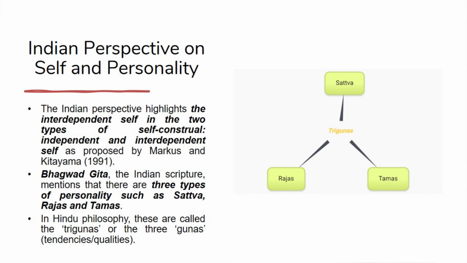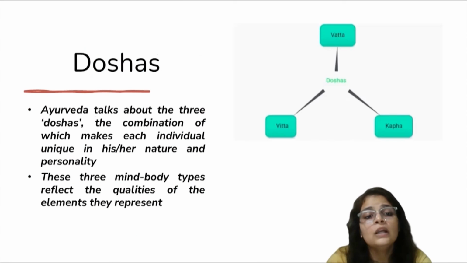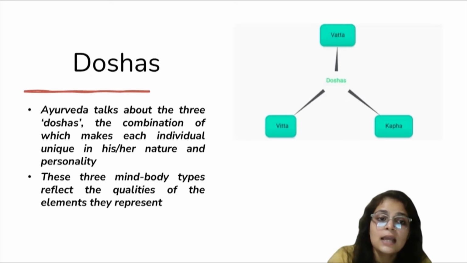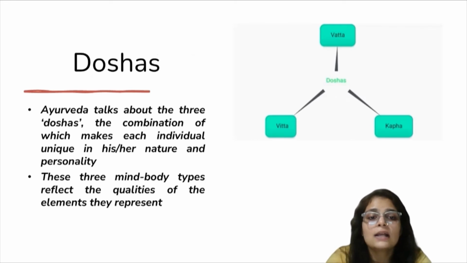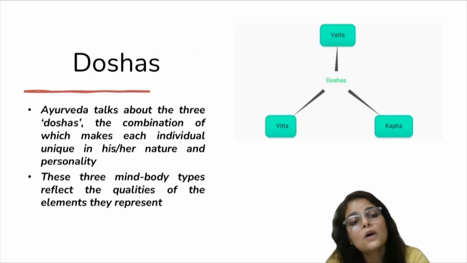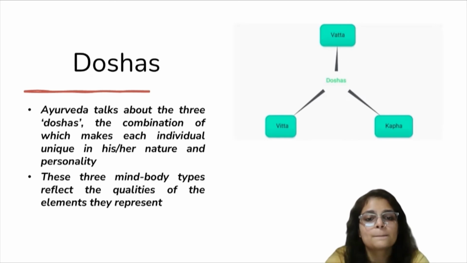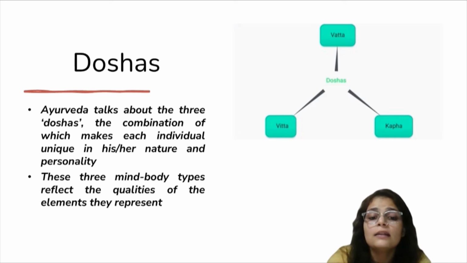Moving ahead, the next slide is doshas. Ayurveda talks about three doshas, and it also states that the combination of these doshas makes each individual unique in his or her nature and personality. These are Vata, Pitta, and Kapha. Vata relates to the space and air element. Pitta relates to the fire and water element, and Kapha relates to the water and the earth element.